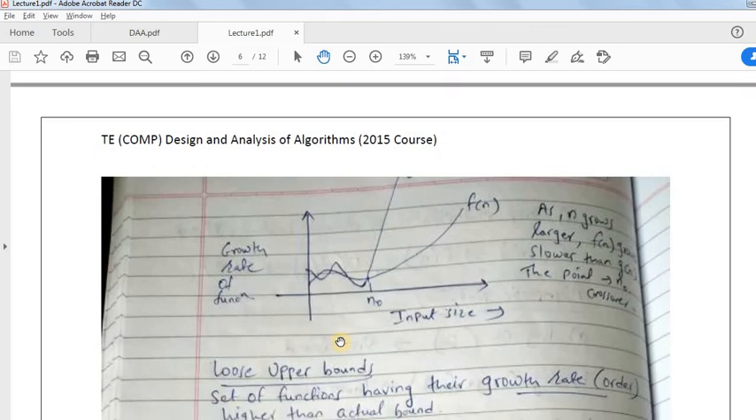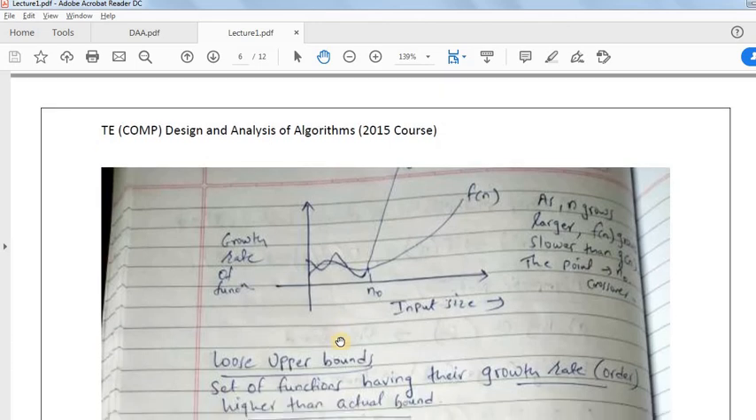So we have plotted a growth rate of a function against input size. We can observe as the value of n grows, as the size of input grows, we are having a fluctuating change in c of g of n. This curve is denoting c of g of n and this one is denoting f of n.